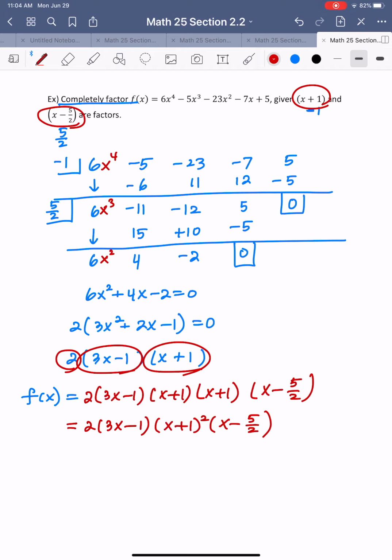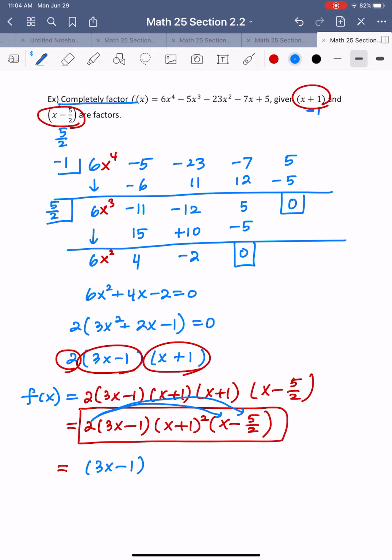Okay, I think that's all. But also, you can multiply the 2 inside into the x minus 5 over 2 factor. And then you also can get 3x minus 1 times x plus 1 squared, and then times 2x minus 5. So that should be fine, okay?